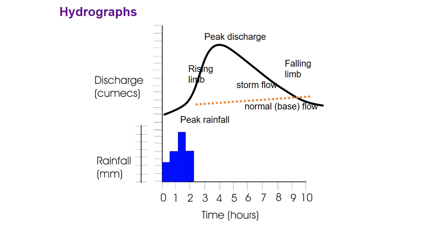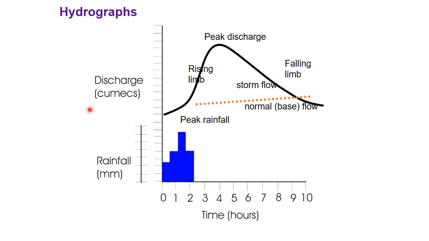The clue's in the title. Hydro means water, and you all know what a graph is. When you get any graph question, I don't care if it's in geography, biology, maths, music, it doesn't matter, the first thing to do is always to look at the axis titles. Our x-axis first is time, running across the bottom in hours, and then our y-axis has actually two titles here.